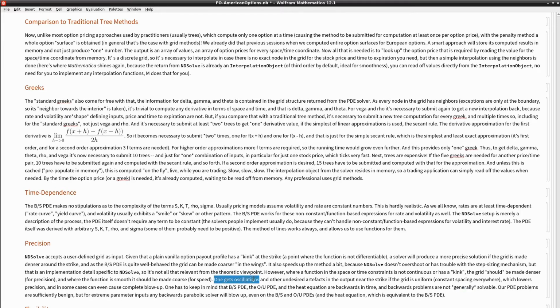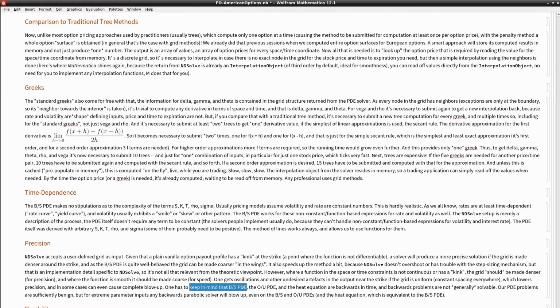So one can get oscillations and other undesired artifacts in the output near the strike if the grid is uniform. That means constant spacing everywhere. This lowers the precision and in some cases can even cause a complete blow-up.